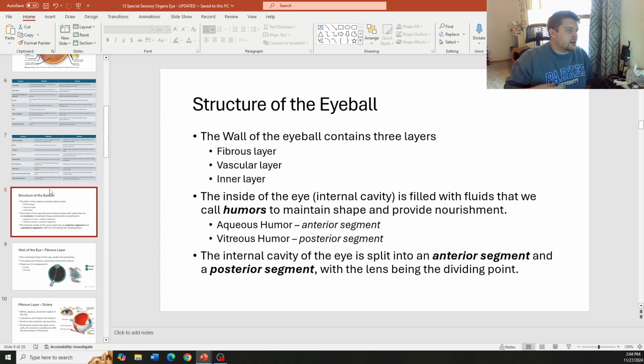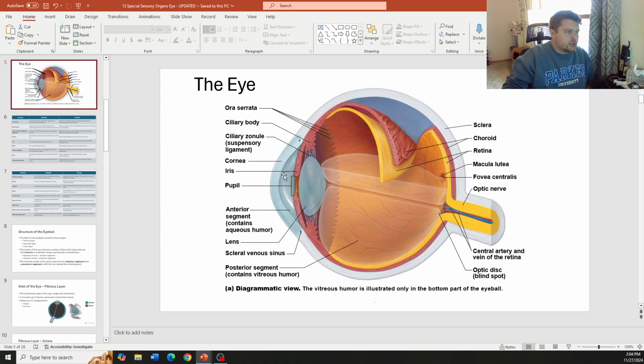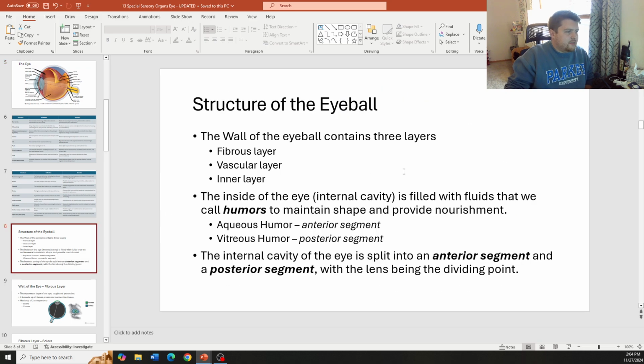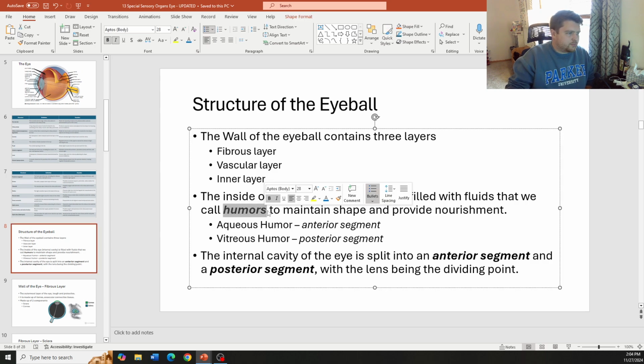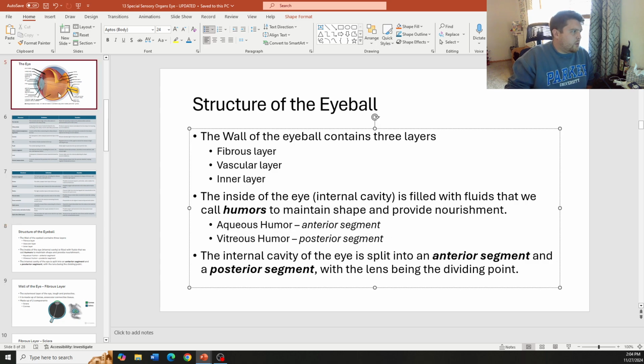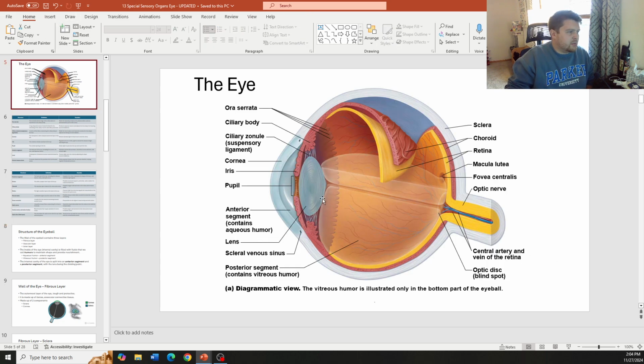As well, the inside of the eye, the entire inside, we call that the internal cavity, and that's filled with a fluid that we call humors. There are specifically 2 types of humor, aqueous and vitreous. The aqueous is in the anterior segment, so the lens right here, which helps to focus the light onto the back of the eye. Anything in front of the lens is our aqueous humor, and anything to the back of it is our vitreous humor.